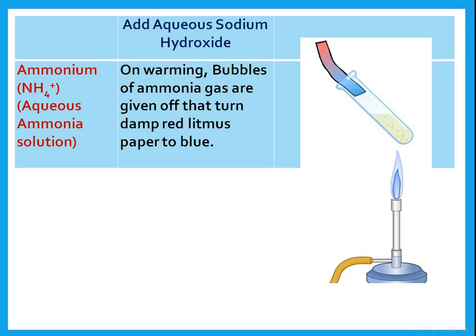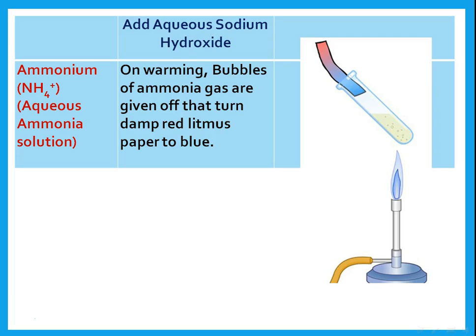Test for ammonium. And remember that we're going to have a test for ammonia gas or ammonia solution. So now we're talking about ammonia solution, which is ammonium ions. What do I add? I add sodium hydroxide and warm gently. So on warming, I will get bubbles of gas. Remember that we just said in the previous chapter that if you add base to an ammonium salt, it will give ammonia gas. So I'm adding sodium hydroxide, which is a base, to an ammonium salt. I warm gently. I get bubbles of ammonia gas given off that turn damp red litmus paper to blue. Remember that ammonia is a base.